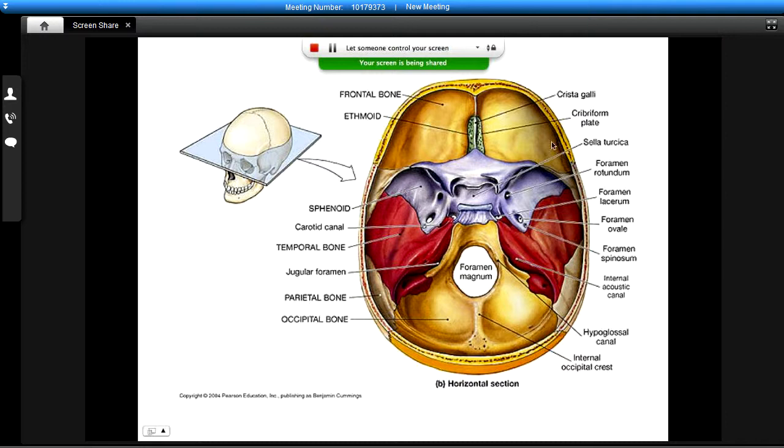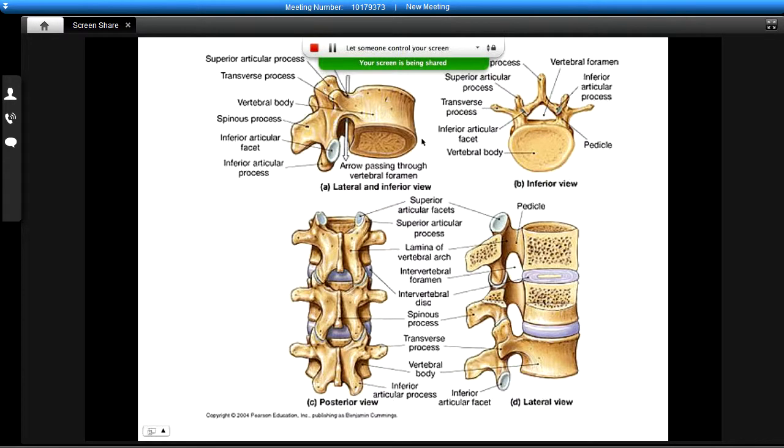This is a horizontal section. The top portion of the skull has been removed, and you're looking down into the skull. Again, you can see the opening of the foramen magnum and the occipital bone, lower portion of the frontal bone, the ethmoid bone. You can see the sphenoid bone, which has a very unique look. A very important landmark in the sphenoid bone is the sella turcica. This is where the pituitary gland actually will rest. You can see portions of the temporal bone there as well.